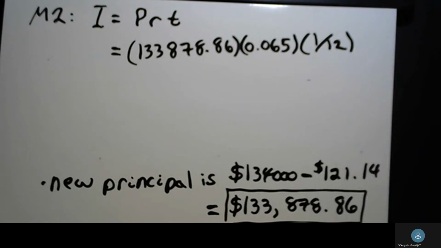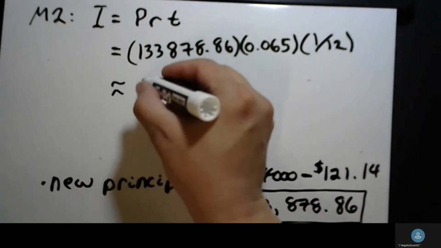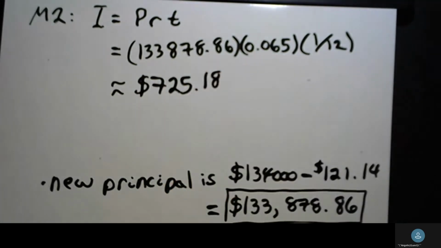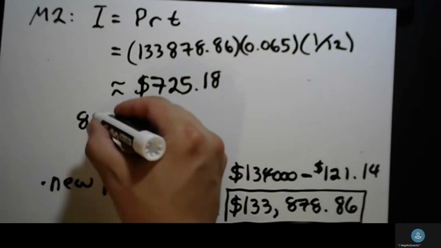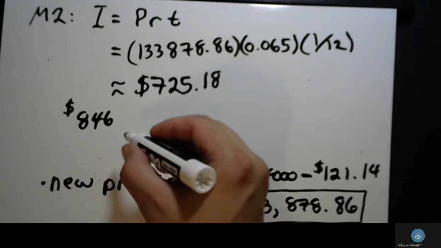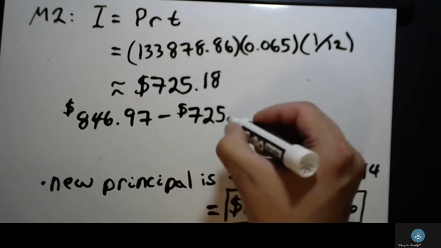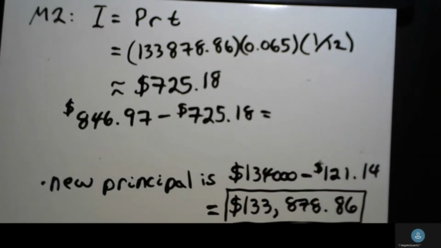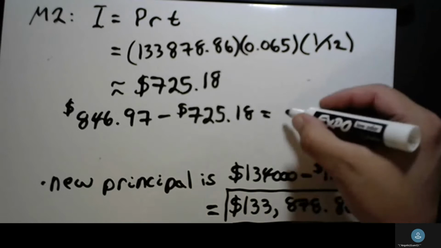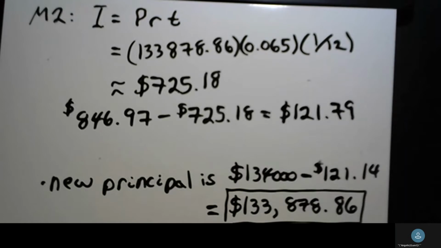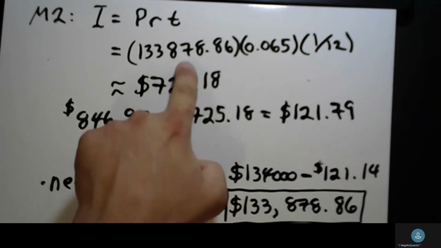And so when we calculate this, we'll get approximately $725.18. Now we're still doing the same monthly payment. So $846.97 minus $725.18. And if we do that, what we're going to get is $121.79. So when we pay off this interest, we're left with this amount to be applied to the remaining mortgage.